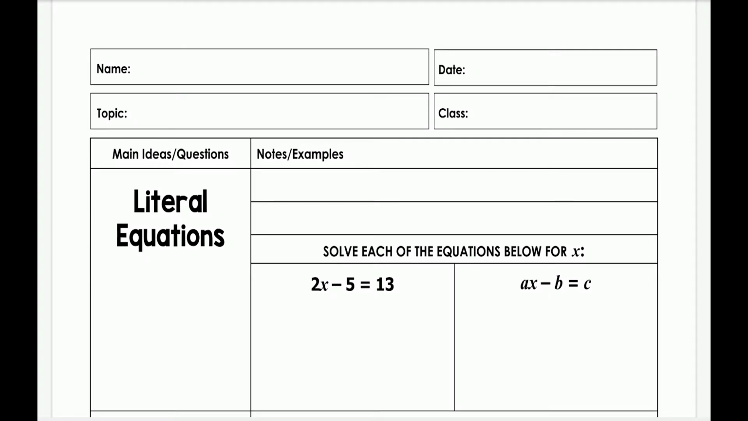Hello everyone. Today we're going to be talking about multivariable equations, or they're also called literal equations.